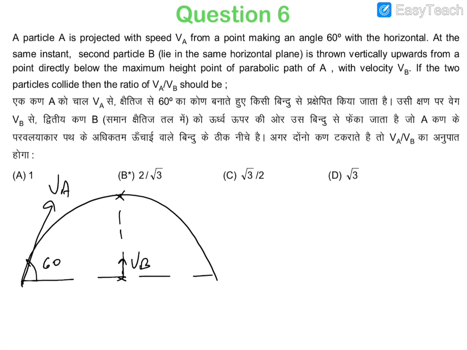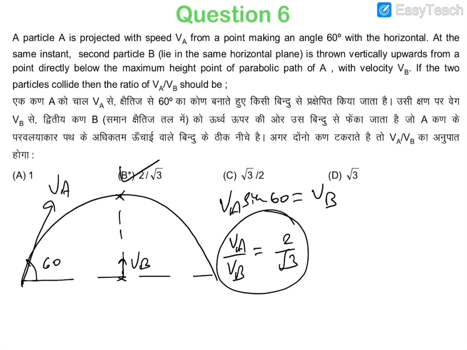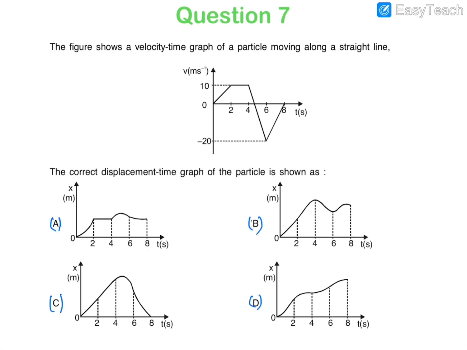So to reach this point in the same time, their y velocity should be same because their y acceleration is same. So their y velocity is Va sine 60, and that should be equal to Vb. So if we have to find out Va by Vb, then Va by Vb will be 2 by root 3. So the correct answer will be B. Now we move on the next question.